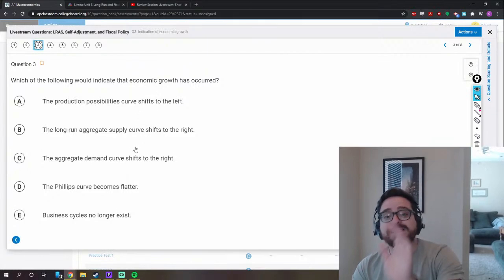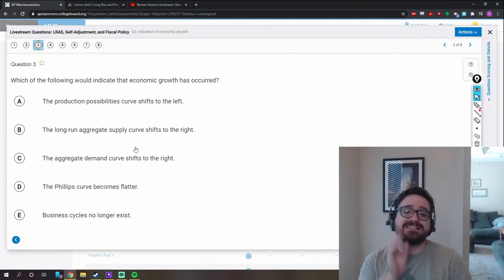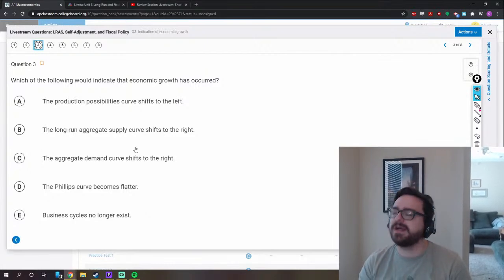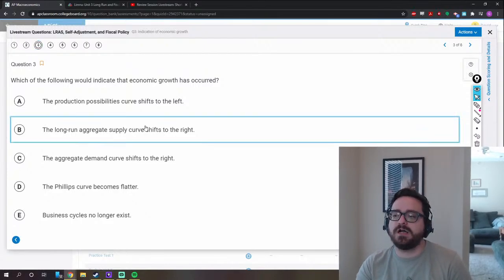A and B. What does B represent? What is B telling me? The LRAS is our ideal level of production. It's our best case scenario. It is, if our economy is doing great, here's what we would be producing. So if the LRAS shifts to the right, that means our ideal level of production is now higher. How would that happen? If we had a bunch more resources. That's about it, which would mean our economy is growing.